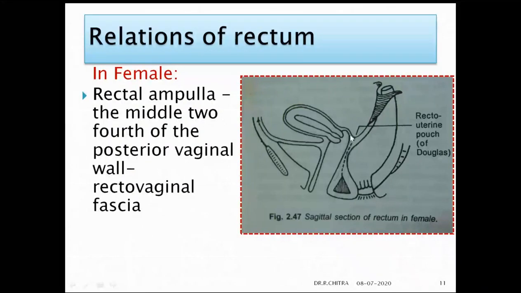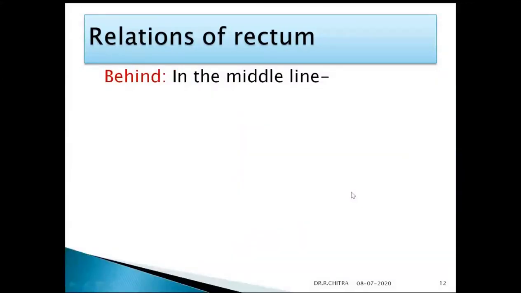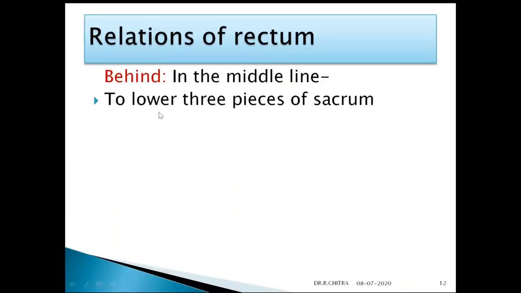In females, it is related to the posterior vaginal wall, but separated from the rectum by the rectovaginal fascia. So this is the rectovaginal fascia, which is attached to the perineal body. Relations of the rectum behind are the same in both males and females.